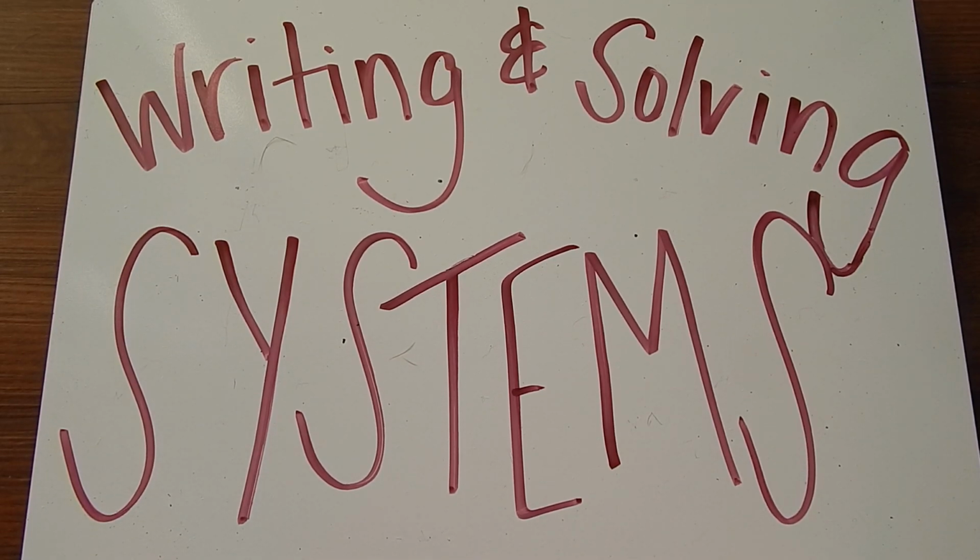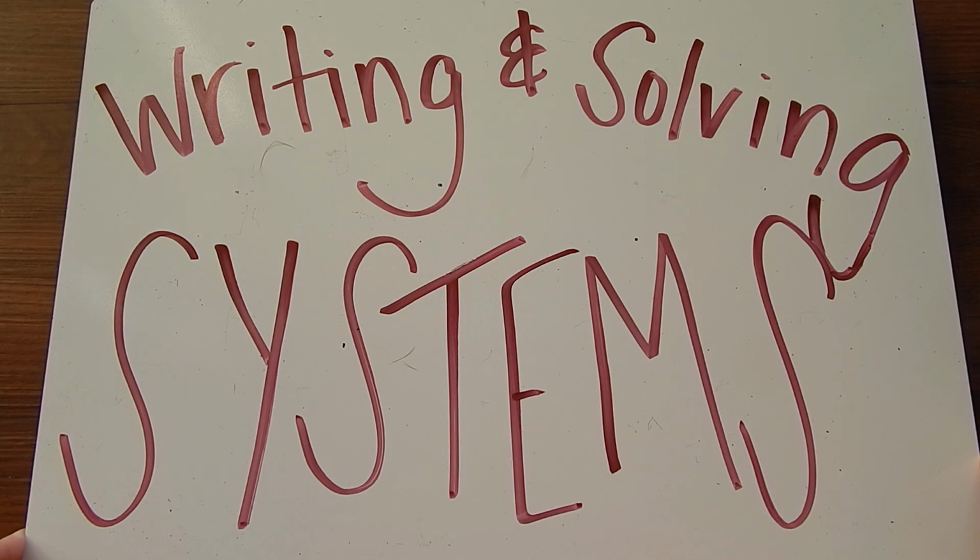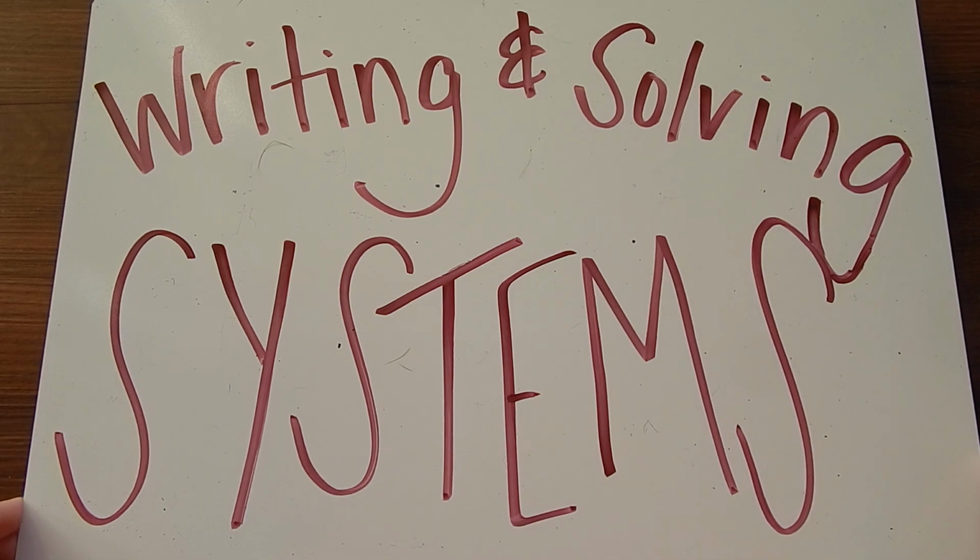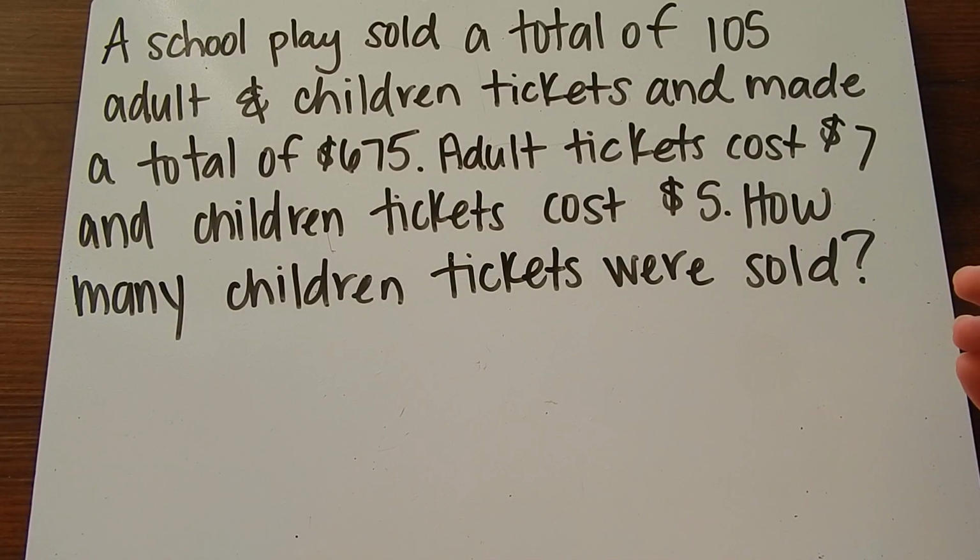Today's lesson is over writing and solving systems of equations. Remember, when we write a system, we're writing two equations. Our example today is a word problem, so let me read that.